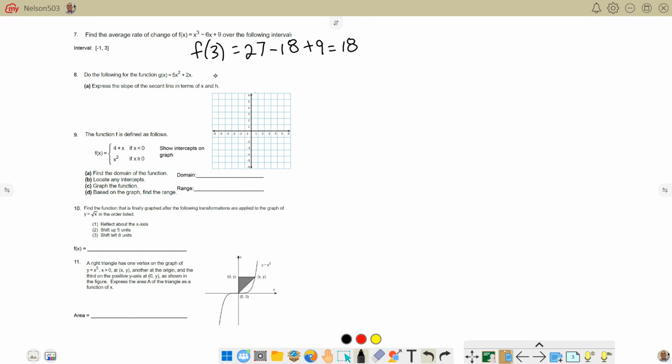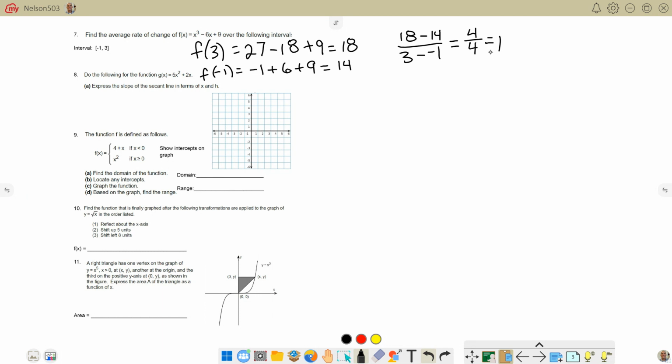On the next one, if I do f of negative 1, I get negative 1 plus 6 plus 9. So I think I get 14 on that one right there. So if we take the difference of the y's, 18 minus 14, all over the difference of the x's, 3 minus a negative 1. I mean, there's all kinds of chances to make mistakes with your positive and negative signs, but I get a slope of 1.